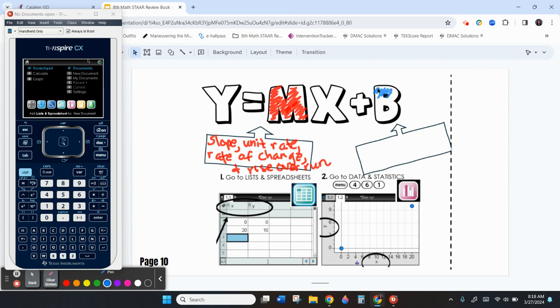The letter b is going to stand for our y-intercept. So b is where the graph crosses the y-axis. So y-intercept: where the graph crosses the y-axis.